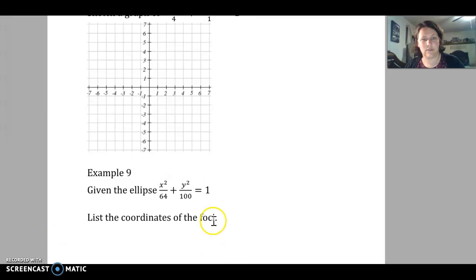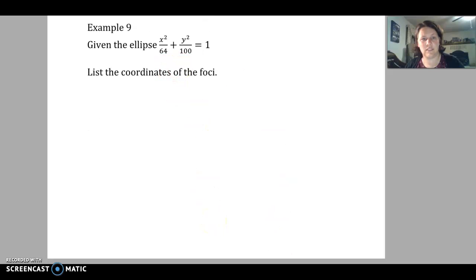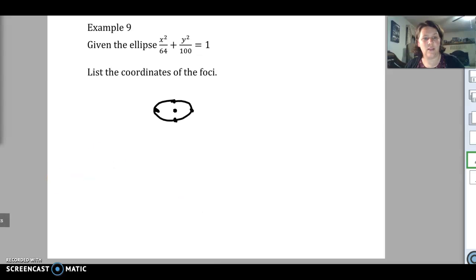So let's go down to example number 9. Given the ellipse x squared over 64 plus y squared over 100 equals 1, list the coordinates of the foci. So we just need to know what c is. This is centered at (0, 0), so the foci are going to be a distance of plus and minus c, because our center is at (0, 0). So we need to know which direction that's going to be in. The foci are always going to be on the major axis. The major axis is going to be the y-axis.